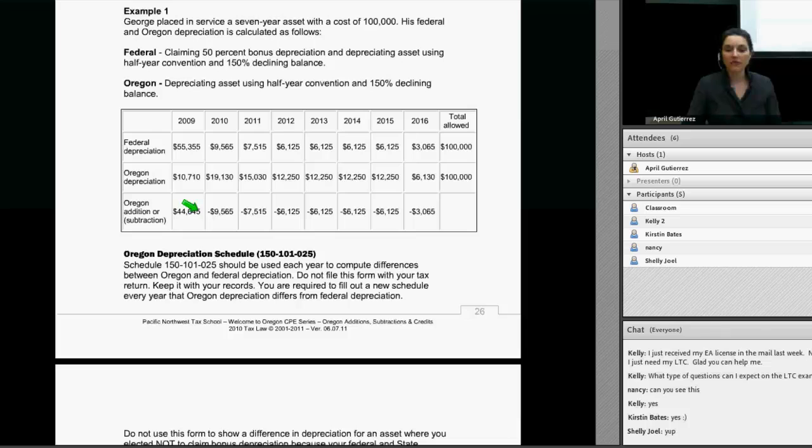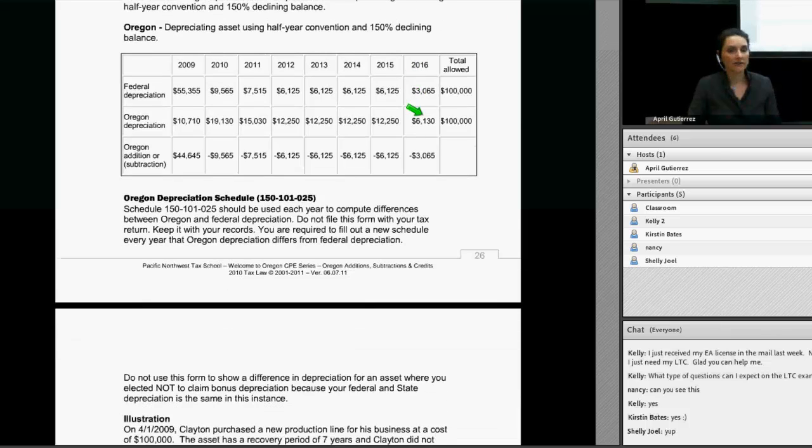Now, in 2010, things are different because the remaining basis available for depreciation on the federal return is much smaller. And the second-year depreciation available on the federal return will only be $9,565. But on Oregon, we're going to get the biggest depreciation that's ever allowed under declining balance, which is always in the second year. And so Oregon is going to give $19,000 of depreciation where the federal is only giving $9,000. And that means that Oregon is actually going to have a subtraction for that depreciation in year 2. And we keep going forward in time, and you'll see each and every year after the first year we have Oregon subtractions that have to be accounted for.